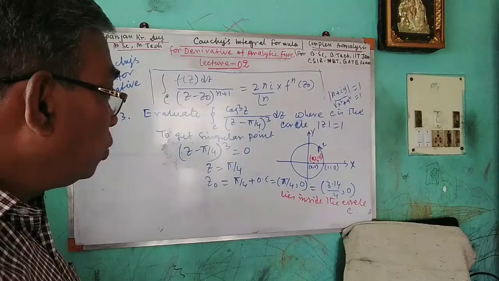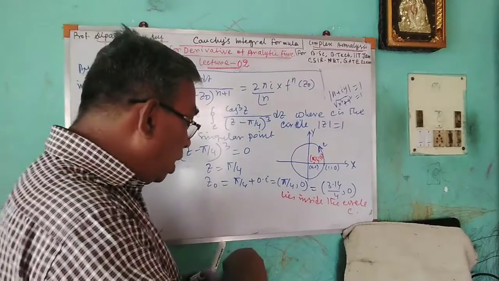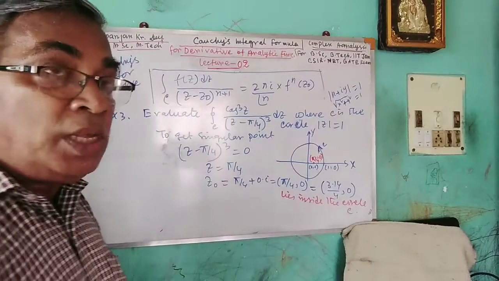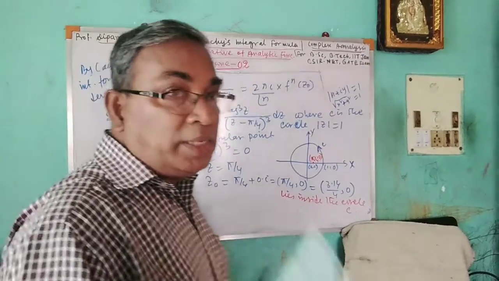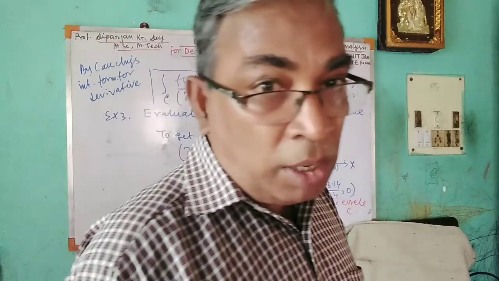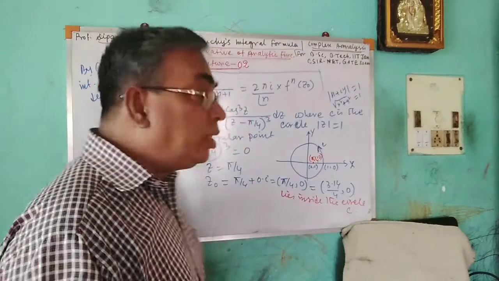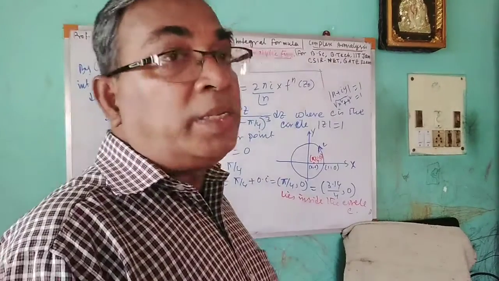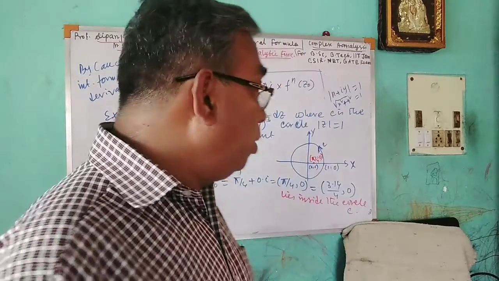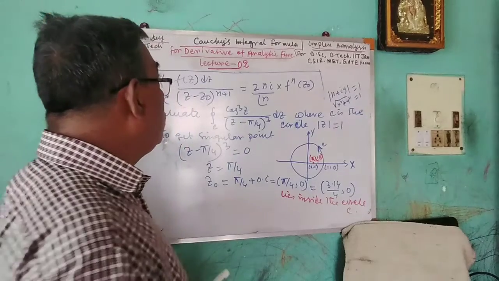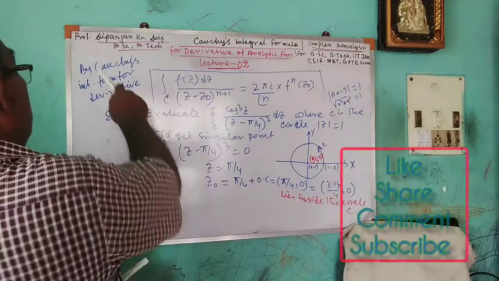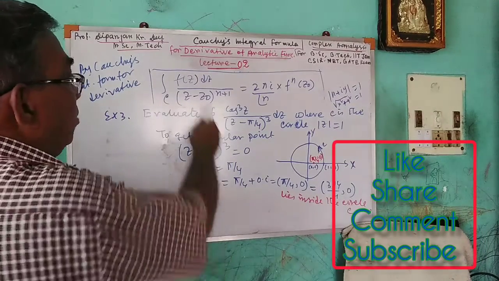So when it is inside the closed curve, that means after getting the singular point, you have to check whether this point lies inside the closed curve or outside the closed curve. This is very important. If outside the closed curve, then the whole integration part will be 0. If inside the closed curve, then we have to apply Cauchy's integral formula for derivative. Then by Cauchy's integral formula for derivative, this is the formula.